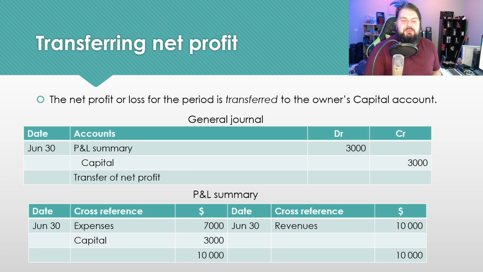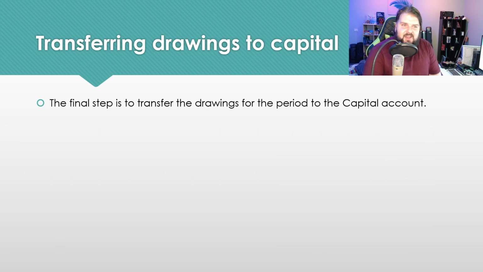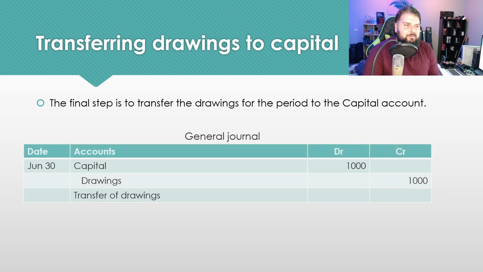So what we do is we transfer this directly to capital. Instead of going through the profit and loss account, it just gets transferred directly. So here we have our instructions saying that we go to our capital account, we put in a $1,000 entry, and what is our cross-reference? Drawings. So when we go to our drawings account, we put in $1,000 on the credit side, and what is our cross-reference? It's capital.